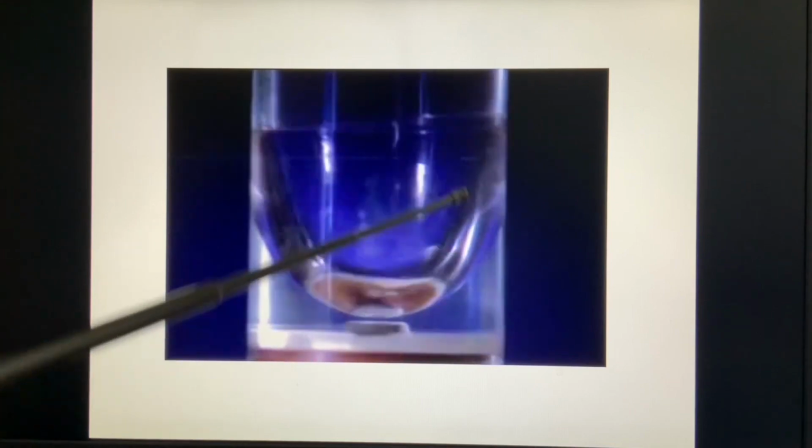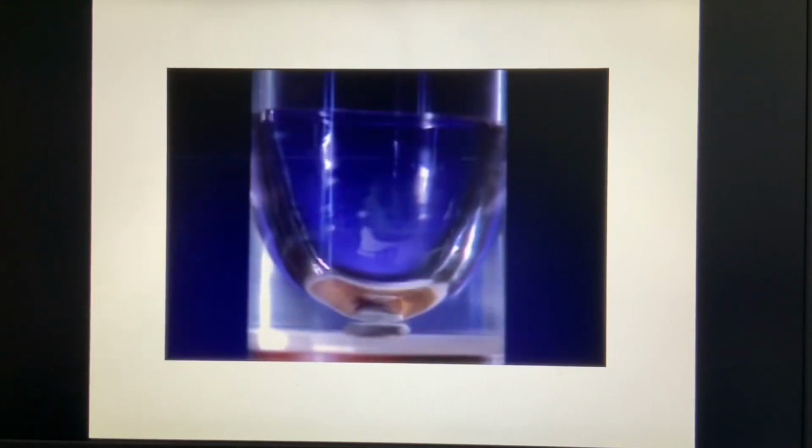This is parabolic. When the speed is great enough, the parabolic shape of the water surface becomes clear.